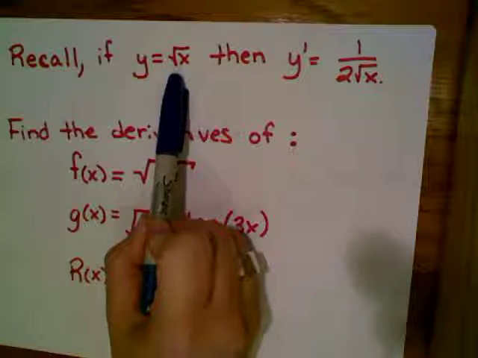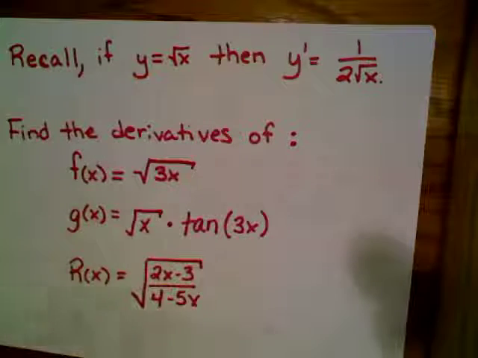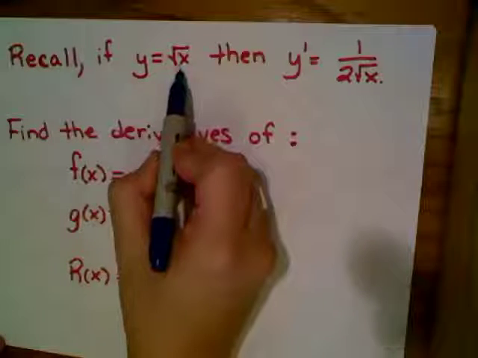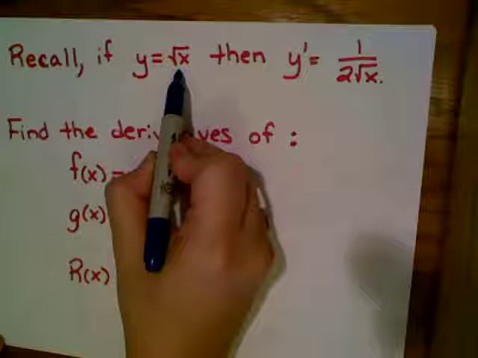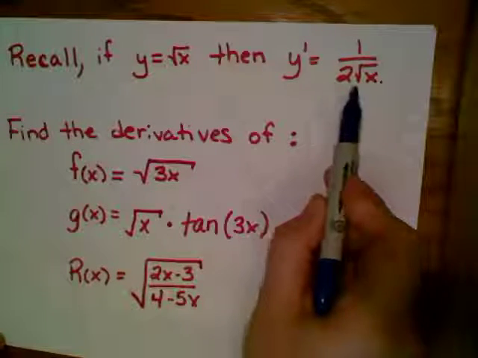We use the derivative of square root of x quite a bit, so I just wanted to remind everyone that if we have an expression that we need to differentiate that contains square root of x, then the derivative of square root of x is 1 over twice square root of x.